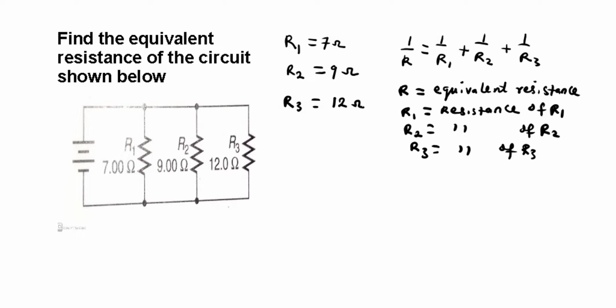Now, let's go ahead and put in our values. Then 1 over R is now equal to 1 over the value for R1, which is 7, plus 1 over the value for R2, which is 9, plus 1 over the value of R3, which is 12. Then 1 over R is equal to 1 over 7. 1 over 7 will give you 0.14 approximately.